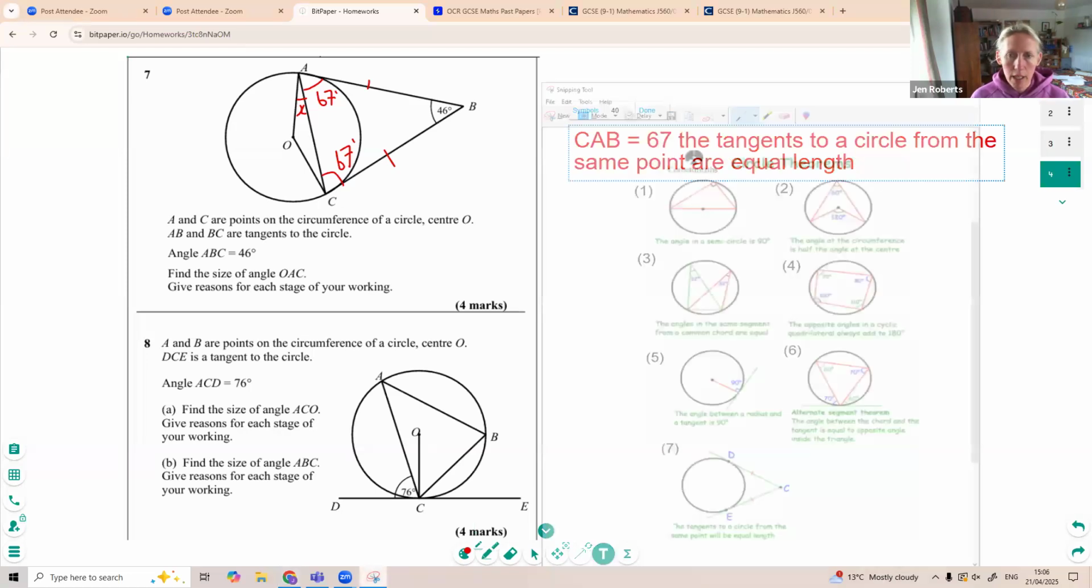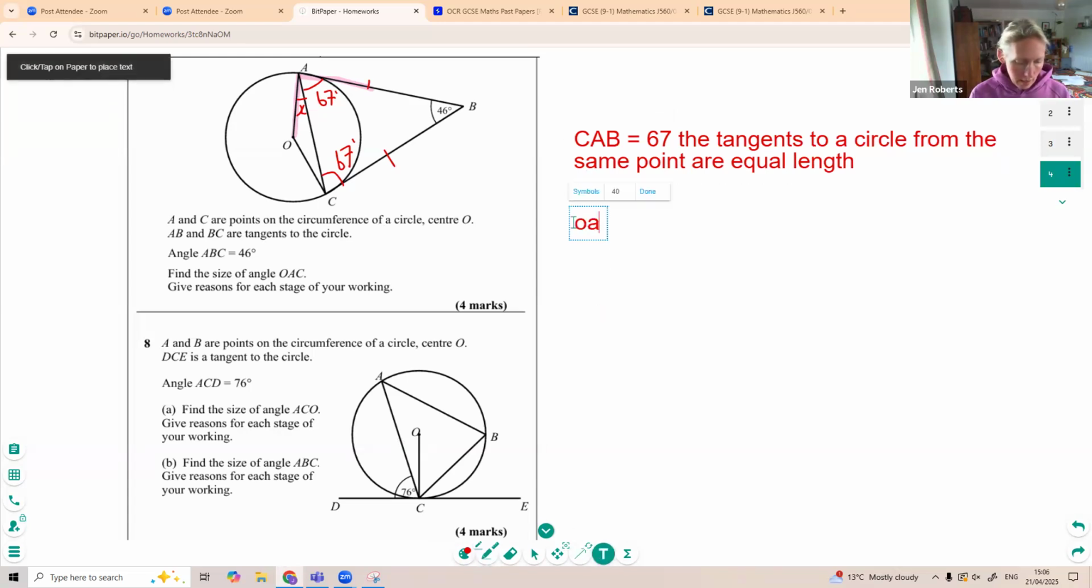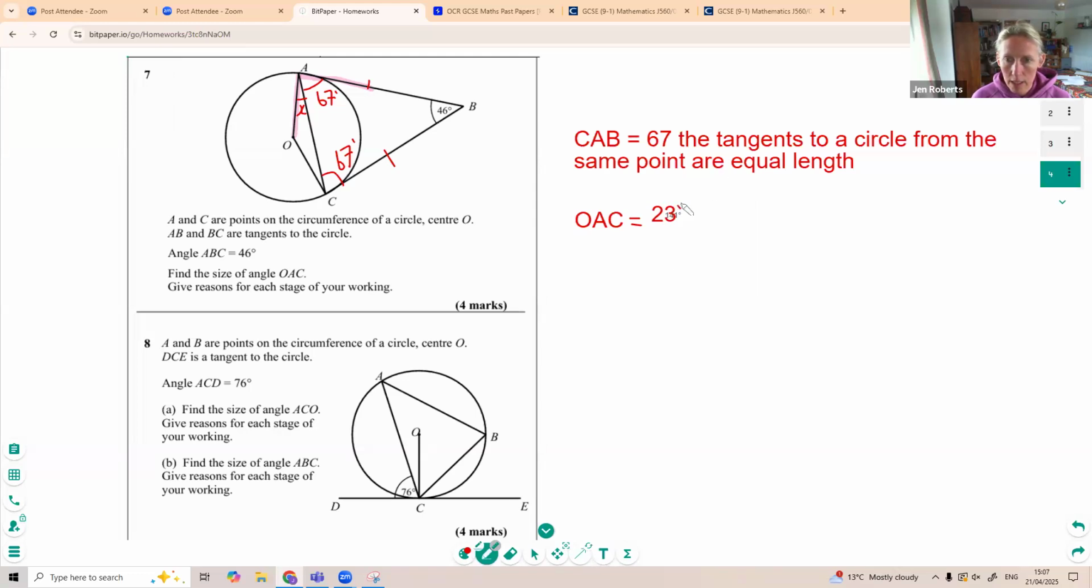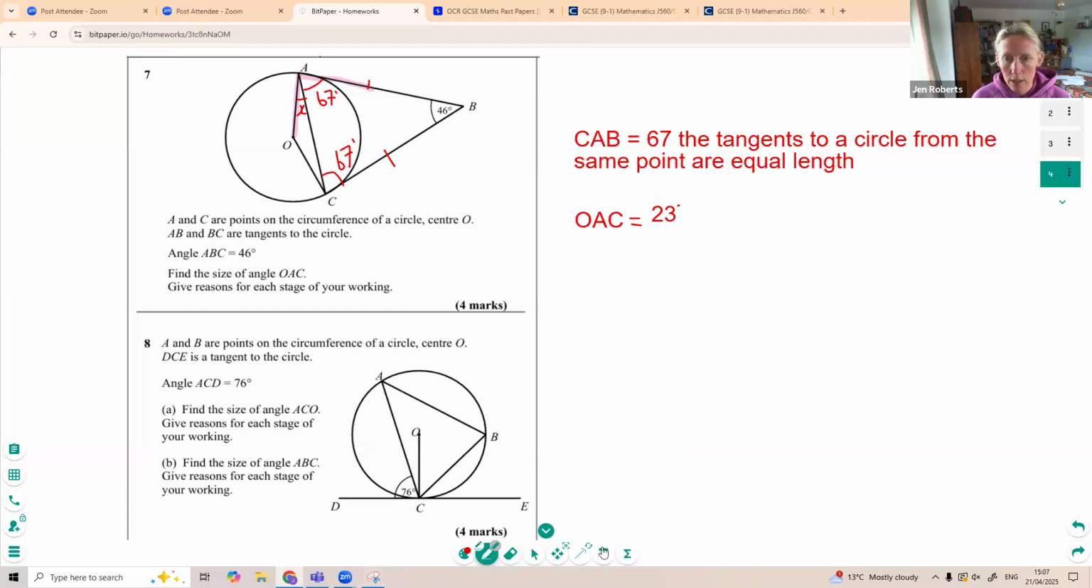I'm also thinking we might have another tangent theorem here. So you've got O to A is the radius. You've got a radius touching a tangent, right? So that's 90 degrees. So we can say that OAC is 90 take away 67, which is 23. And my reason is the angle between a radius and a tangent is 90 degrees.